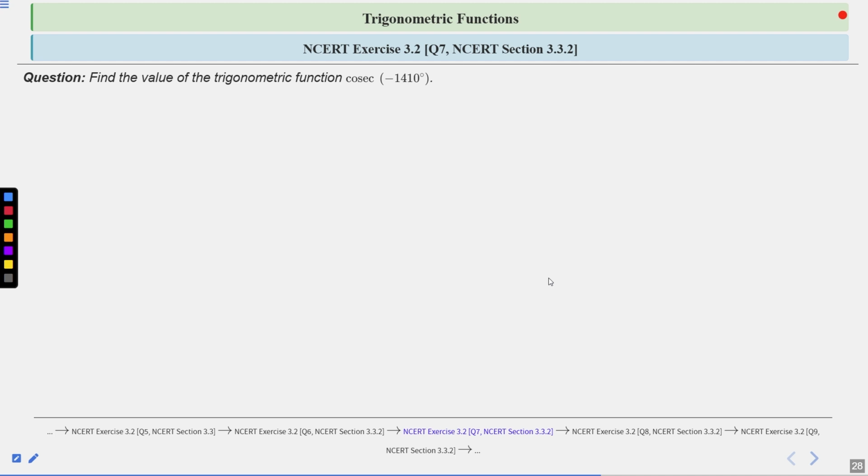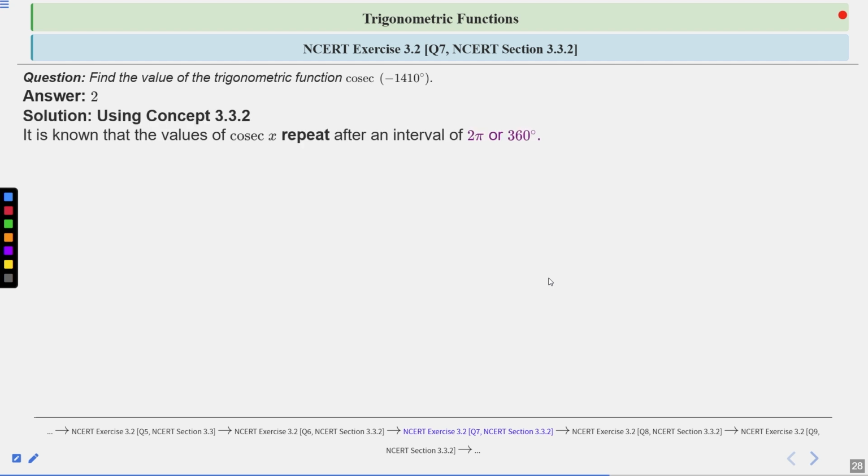So we have to find the value of cosec minus 1410 degree. The correct answer will be 2. Now it is known that the values of cosec x repeat after an interval of 2 pi or 360 degree.